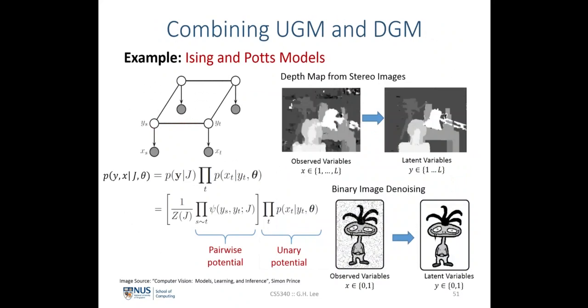And it's also possible to combine undirected graphical models with directed graphical models. So what this means is that in a graphical model, it's possible to see both undirected as well as directed graphical models. An example is given by this graphical model over here to model the map from stereo images.